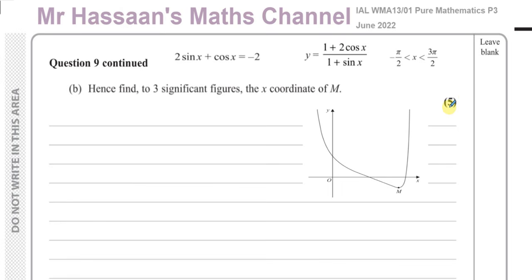So don't give up on part A. Maybe you don't know how to do part A, but part B is accessible to you, and all those marks are accessible because you've got the exact equation as you're supposed to have it.